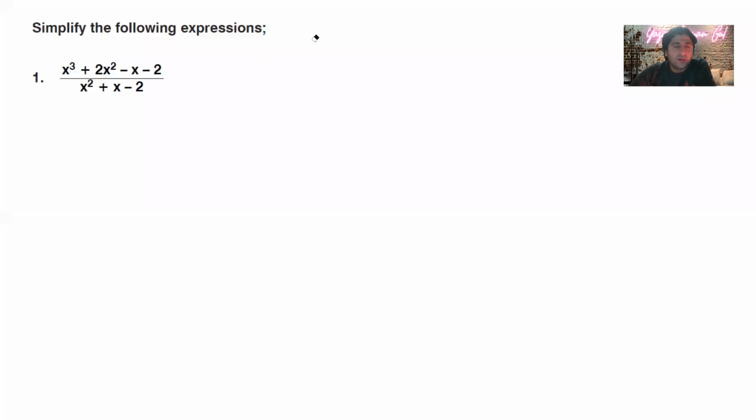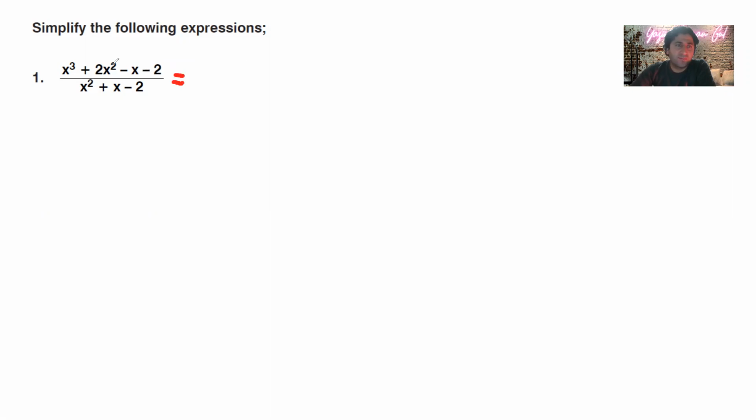Okay guys, now I'm going to start with task 25 on page 73. Alright, question 1. x cubed plus 2x squared minus x minus 2, divided by x squared plus x minus 2. Right, we're going to simplify this now.